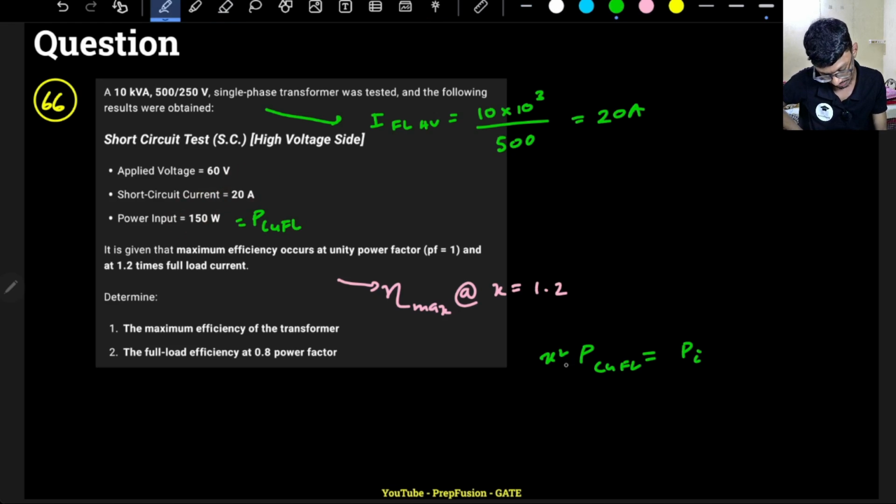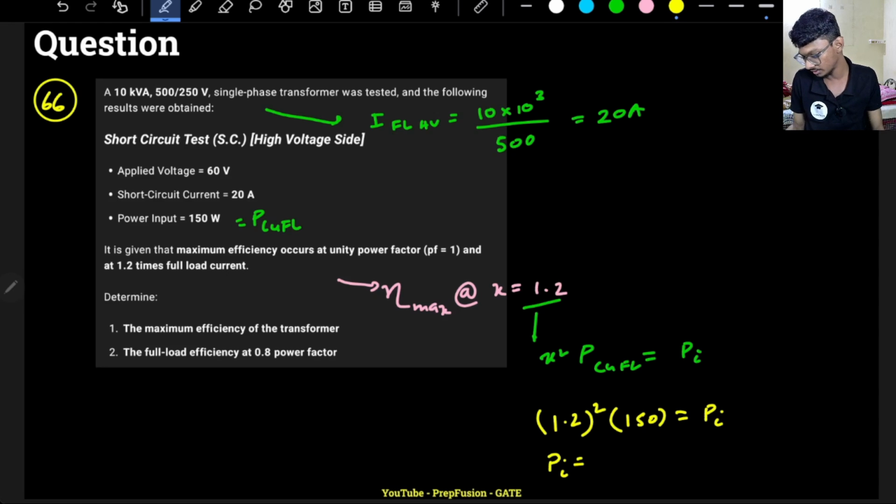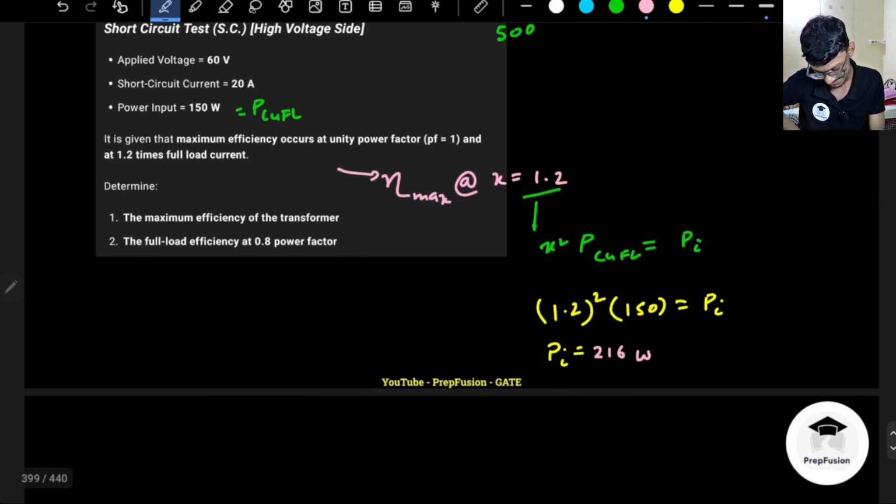I know that x is 1.2, right? So it will be 1.2 whole square into PCUFL, that is 150, which will be equal to the core loss. So I get the value of the core loss. The core loss value will be 1.2 whole square into 150, which is 216 watts. So the core loss will be 216 watts.